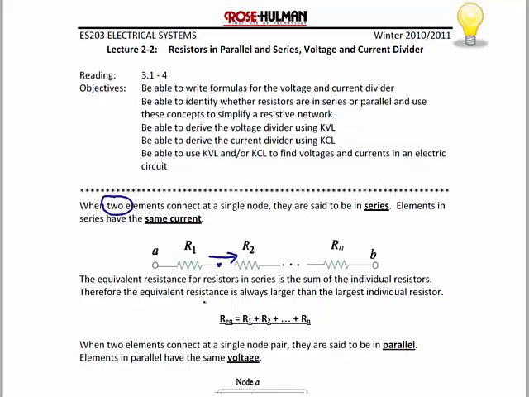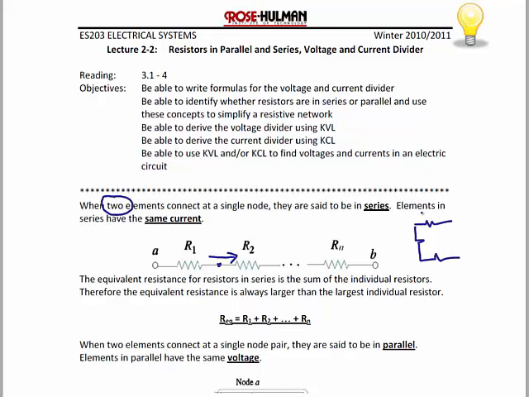When elements are in series, we say that the equivalent resistance seen for those resistors is the sum of the individual resistances. Therefore, the equivalent resistance of a network of resistors in series is always larger than the individual resistors. Let me show you a simple example of what I mean.